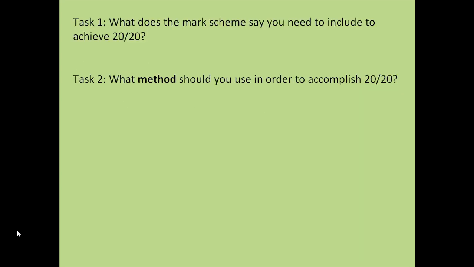Okay, two tasks for you now. Firstly, what does the mark scheme say you need to include to achieve 20 out of 20? And what method should you use to plan in order to accomplish 20 out of 20, which is perfect marks? So let's see if you understand the new GCSE, and let's see if you've been revising. Feel free to pause this and then play when you're ready to carry on.